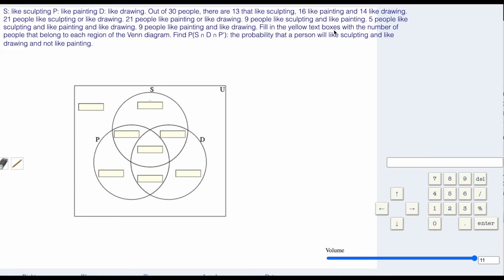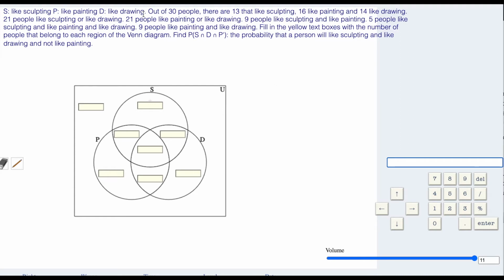Fill in the yellow text boxes with the number of people that belong to each region of the Venn diagram, and then you want to find the probability of S and D and P prime. That is the probability that a person will like sculpting and like drawing, but not like painting. These are little yellow text boxes that we're going to fill in, and then we're going to put the answer to this probability question here.